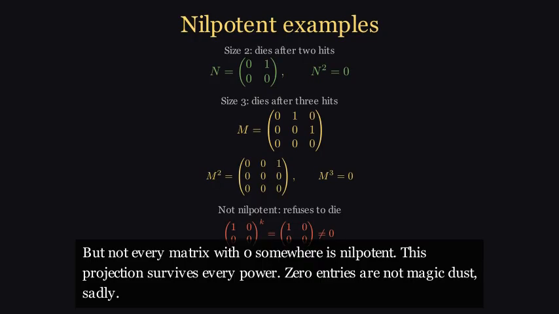But not every matrix with 0 somewhere is nilpotent. This projection survives every power. 0 entries are not magic dust. Sadly.